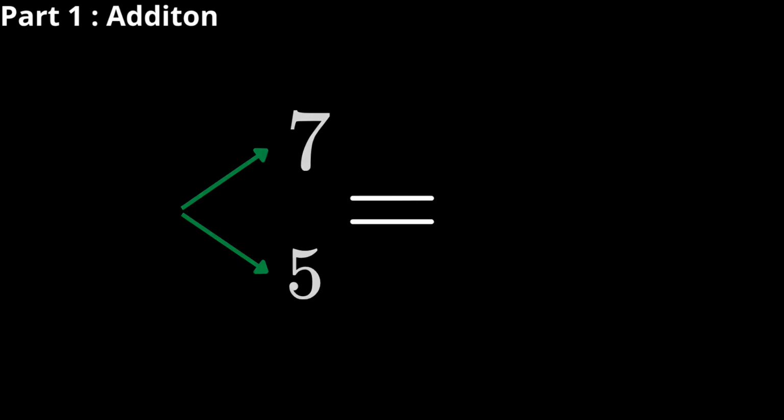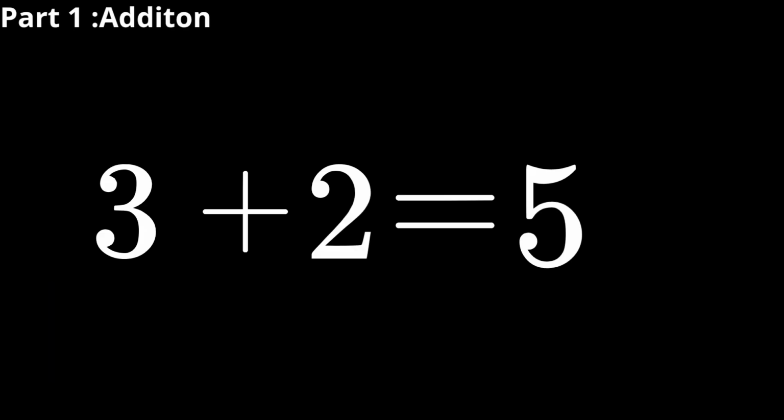Addition is all about combining values to find a total or a sum. For example, if I have 3 apples, and you give me 2 more, I now have 3 plus 2 is equal to 5 apples. The key words you'll often hear with addition are sum, total, combine, altogether, in all. It's the simplest and first operation we learn.